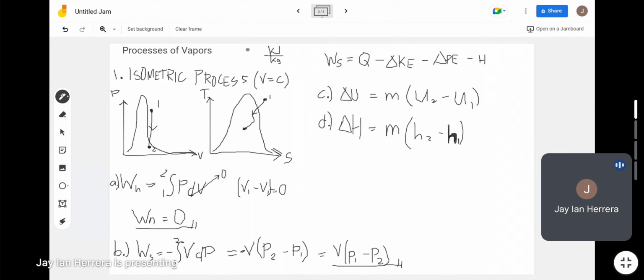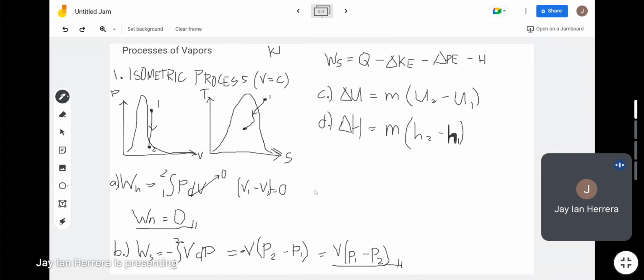So, technically, small h, the unit is kilojoule per kilogram, while big H, the units are kilojoule only, or kilowatt. There's no more denominator of kilogram. Also for capital U, the units are kilojoule or kilowatt, and if small u, the unit is kilojoule per kilogram. I hope that's clear.